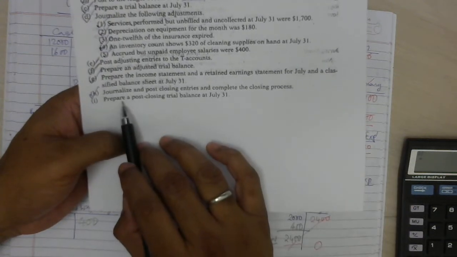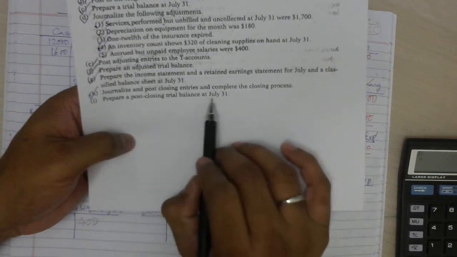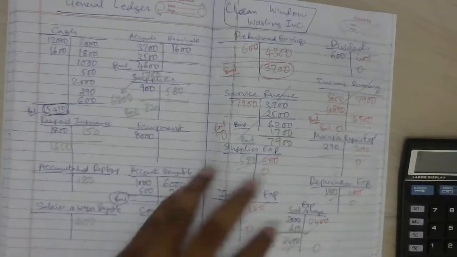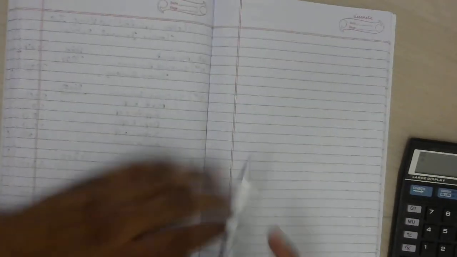So finally one point is left, prepare post closing trial balance at July 31st. Okay, so let us do that and we'll be ending it. So let me write it here.